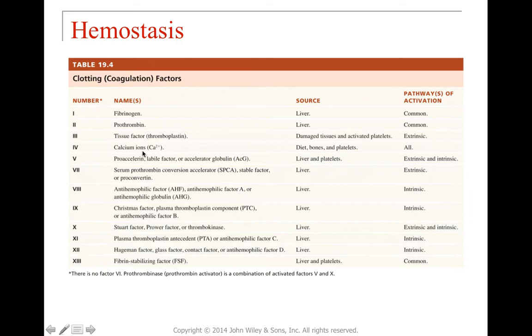And so just to talk about some of the major factors that are involved here and where they come from, their source is going to come mainly from the liver, but also from the diet, and calcium comes from your bones, right? And this tells you which of the pathways they're involved in. So you can see that the extrinsic pathway is 3, 5, 10, and 7, and they're going to head into the common pathway. And then the intrinsic pathway is going to use 8 and 9 and 11 and 12. Again, I'm not going to quiz you on which ones are used at which step.